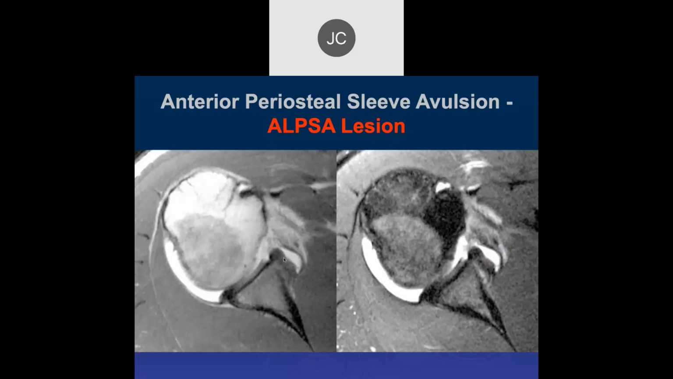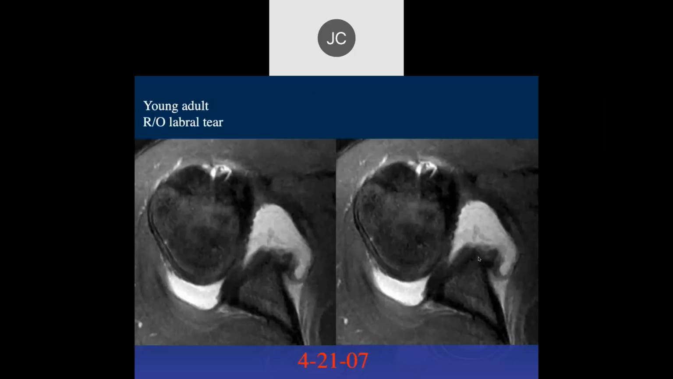Okay, here's another ALPSA lesion here. See all that thickening of the periosteal attachment in this particular patient. Yeah, this was an athlete. Okay, so PD fat-sat images, anterior labrum. Again, we see this tissue medial to the anterior glenoid. It could be displaced labral tissue.